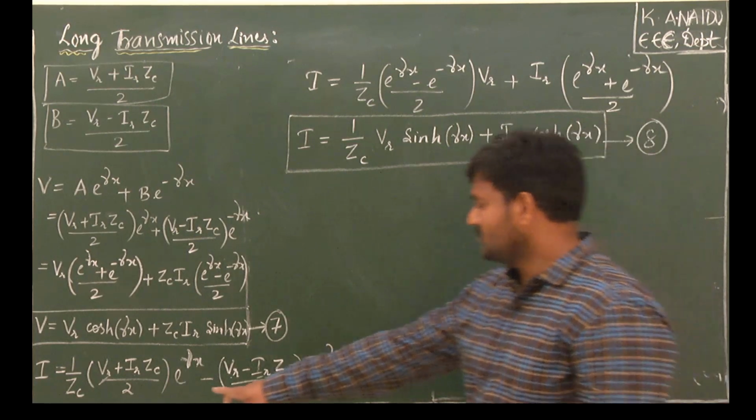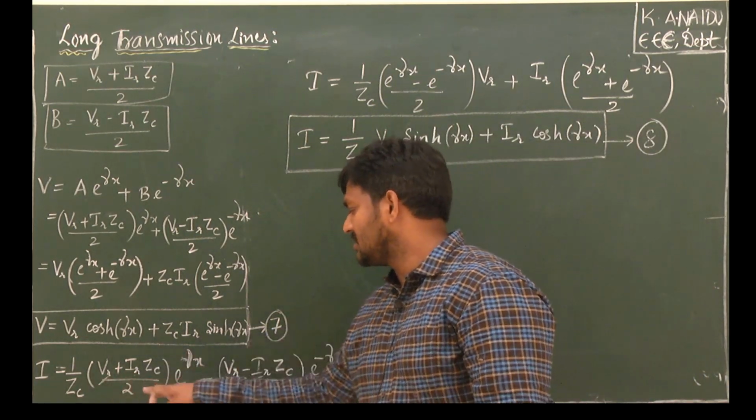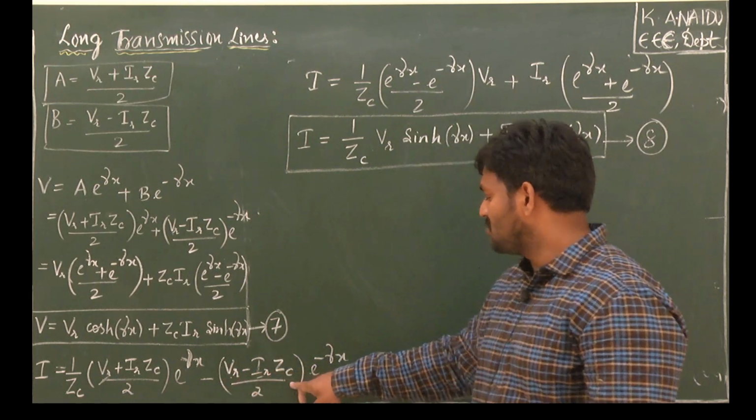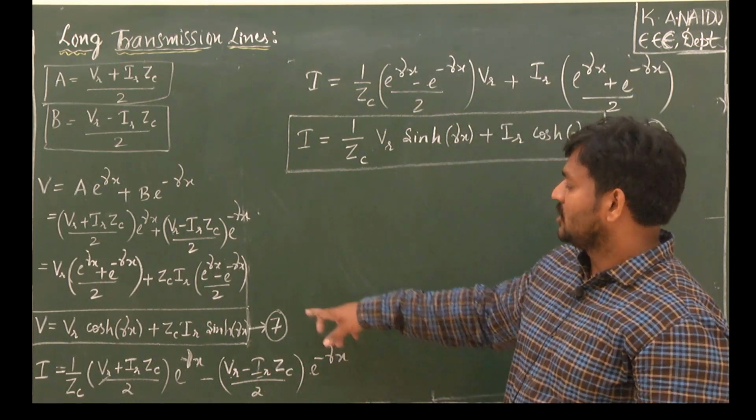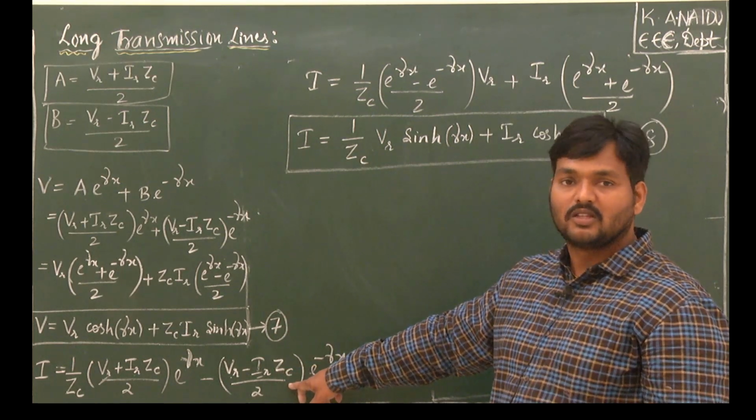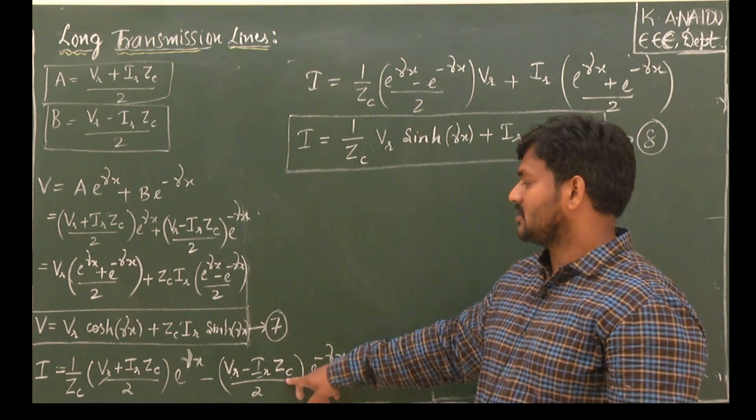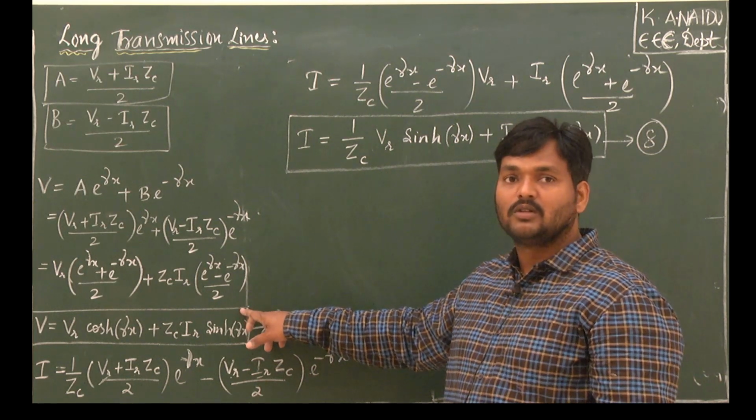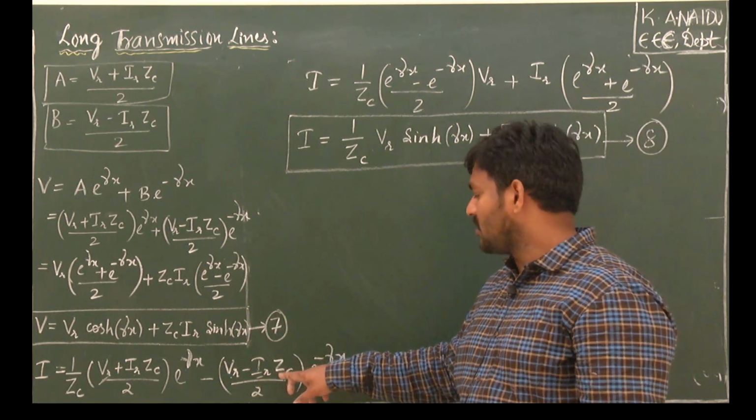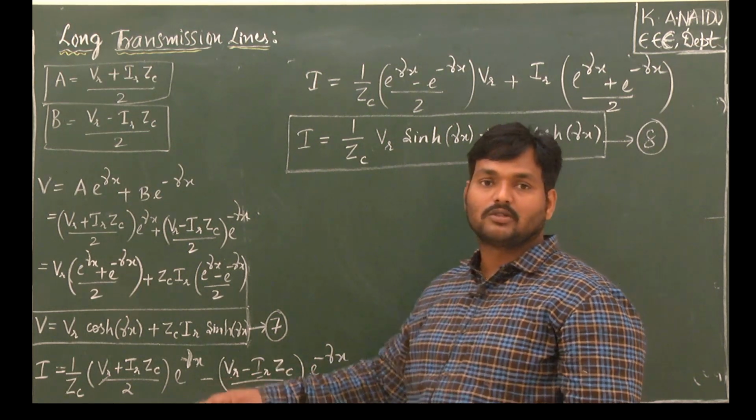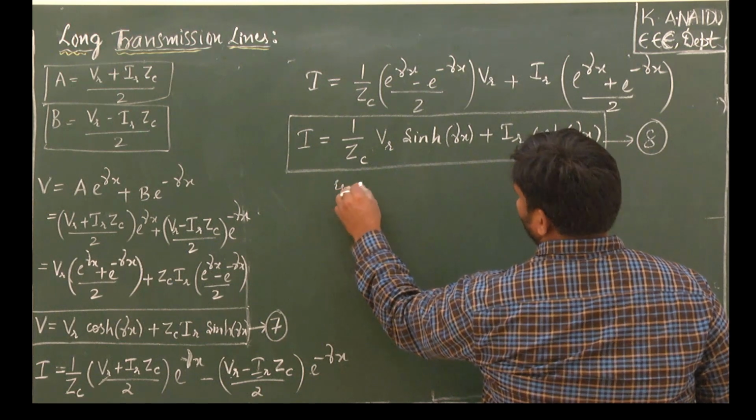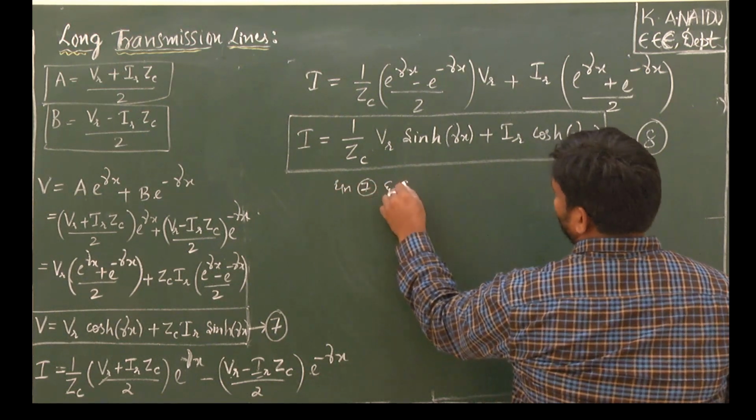So this equation I is equal to 1 by ZC (A e power gamma x minus B e power minus gamma x). You will get this equation by differentiating the voltage equation with respect to x and substituting the value of gamma. Okay. So you have two equations, equation number 7 and equation number 8.